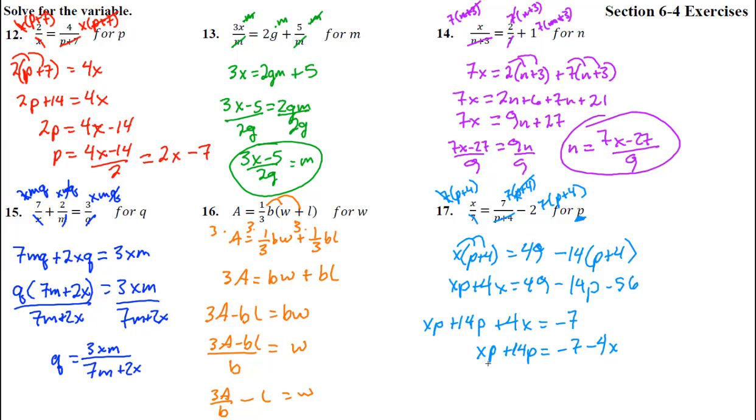Excellent. Okay, now here's this trick we used over on number 15. Undistribute, factor the p out, and you'll be left with x plus 14 there, equals, let's go ahead and write this in descending order, negative 4x minus 7. And then we can divide both sides by that x plus 14. It's pretty slick there to be able to pull that p out and then have it by itself right there. There we go. Excellent.